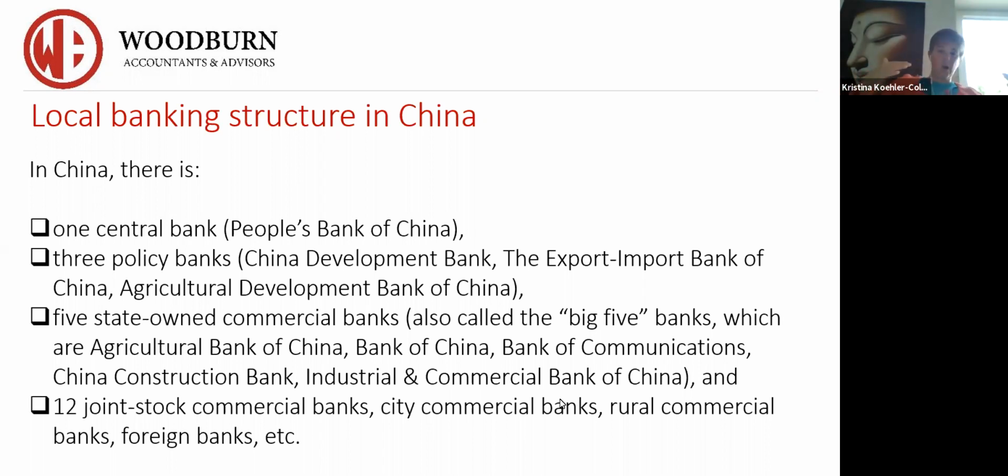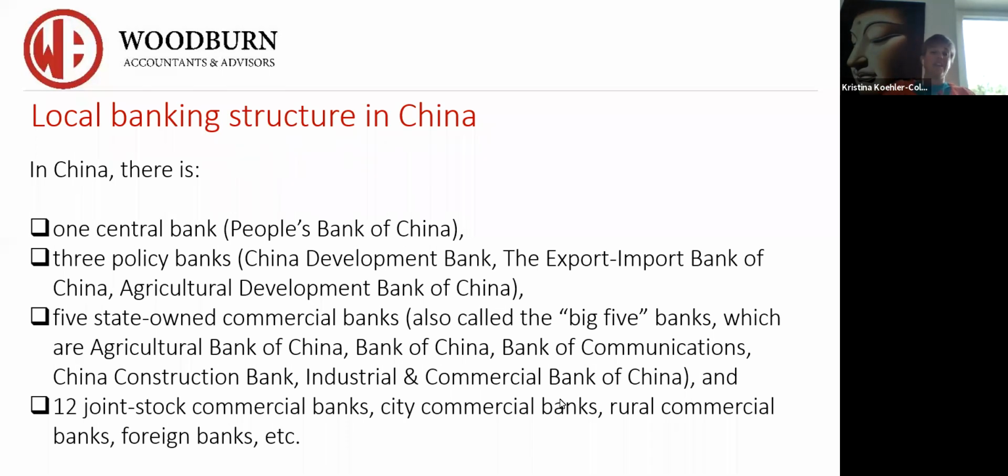You then have three policy banks, the China Development Bank, Export-Import Bank of China, Agricultural Development Bank of China, that help to create the policies that are being generated around the banks, like credit facility. Like during COVID, there were a lot of new functionalities and services created to help people. And those were developed through these three policy banks.